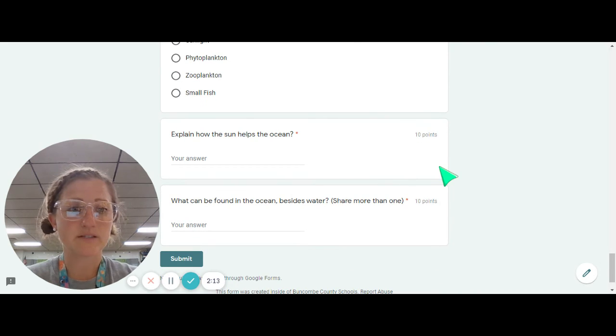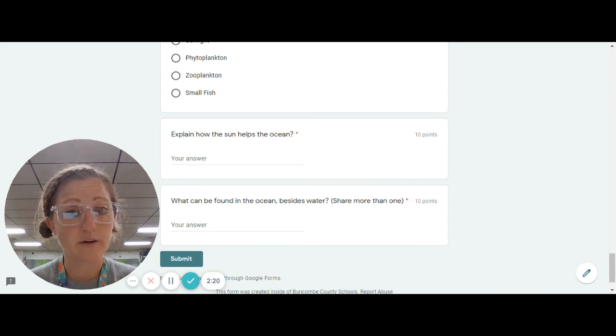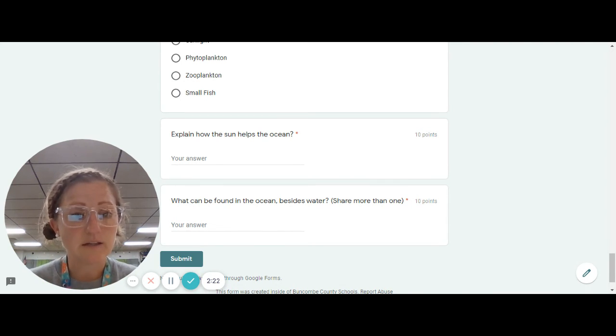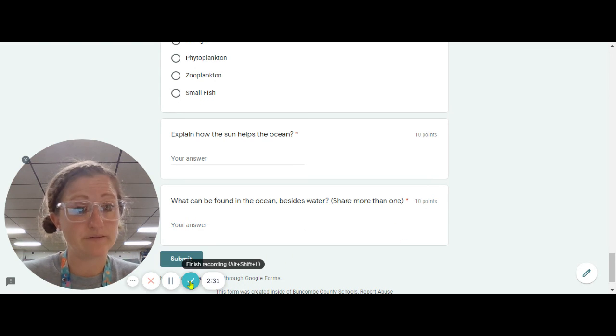And then the last two are saying, explain how the sun helps the ocean. So in your own words, you're going to tell how does the sun help the whole entire ocean. And then you're also going to say what can be found in the ocean besides water. And you have to make sure you have more than one, right?